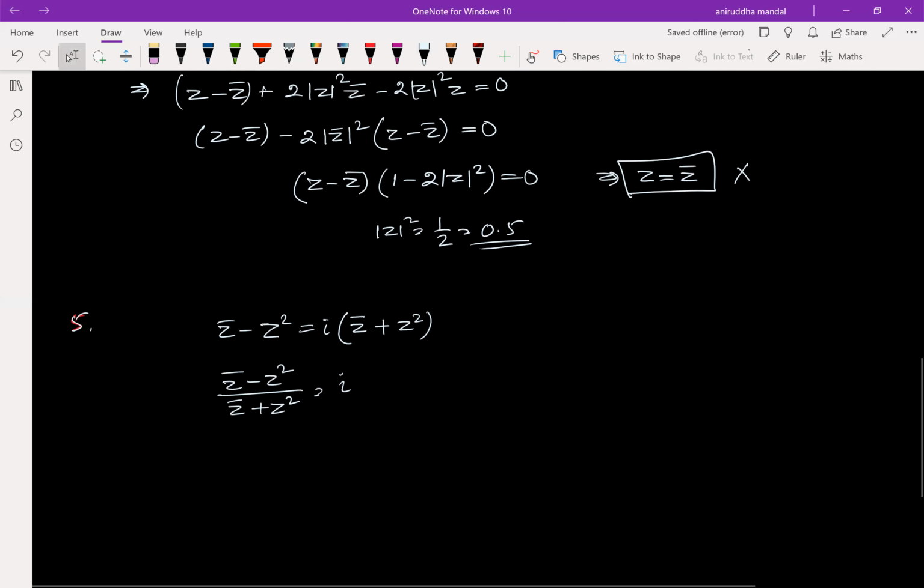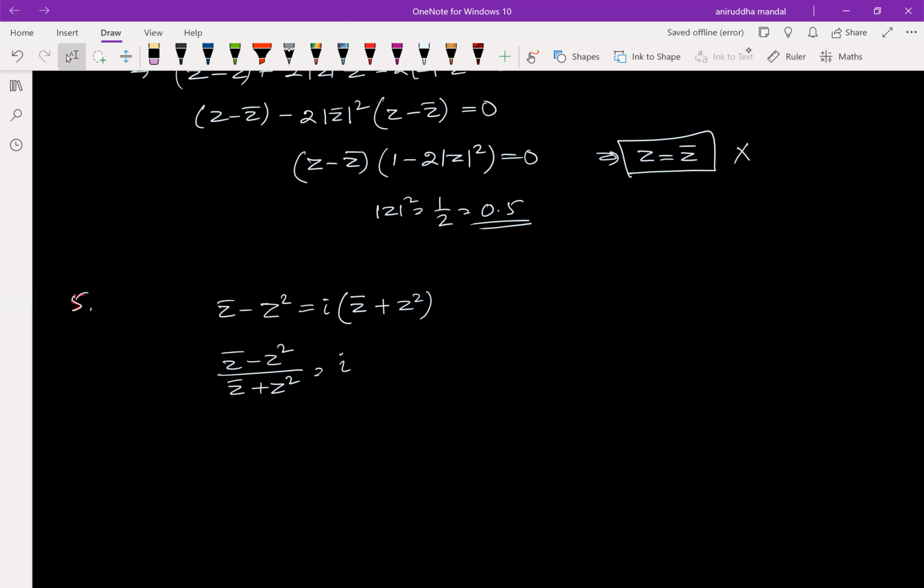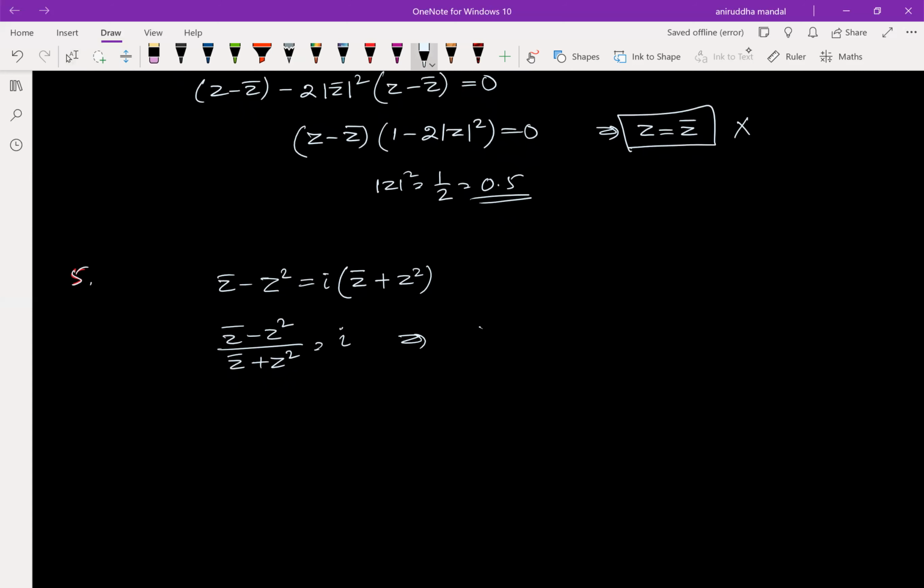Okay, now again apply same componendo dividendo principle. So you can write here as z bar minus z square plus z bar plus z square divided by, and in the right hand side I plus 1 divided by I minus 1. Okay, now this will get cancelled and this will get cancelled, so 2 will also get cancelled. So in the numerator we have z bar, and in the denominator we have z square with the negative sign, and here it is I plus 1 by I minus 1.